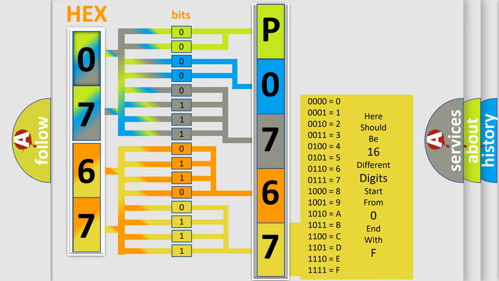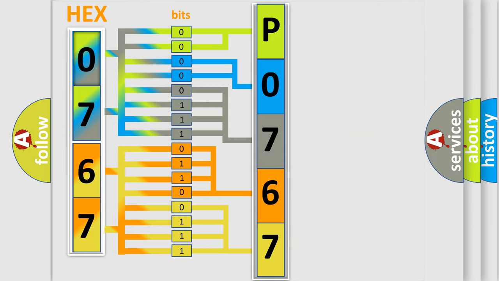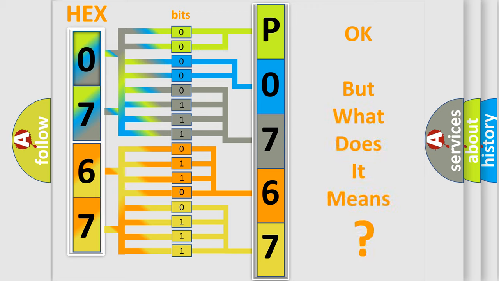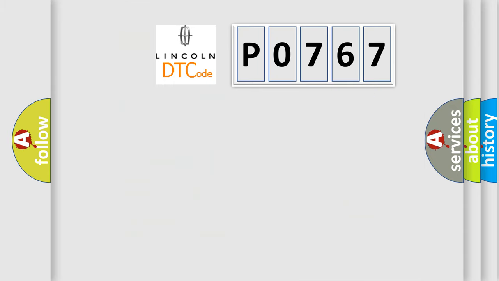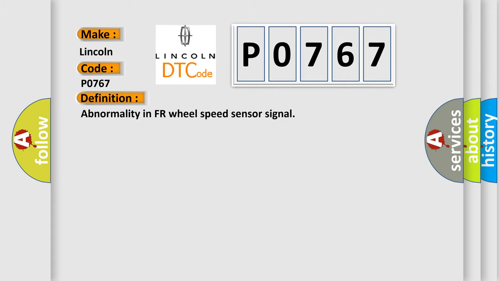We now know in what way the diagnostic tool translates the received information into a more comprehensible format. The number itself does not make sense to us if we cannot assign information about it to what it actually expresses. So, what does the Diagnostic Trouble Code, P0767, interpret specifically, for Lincoln car manufacturers? The basic definition is: abnormality in FR wheel speed sensor signal. And now this is a short description of this DTC code.